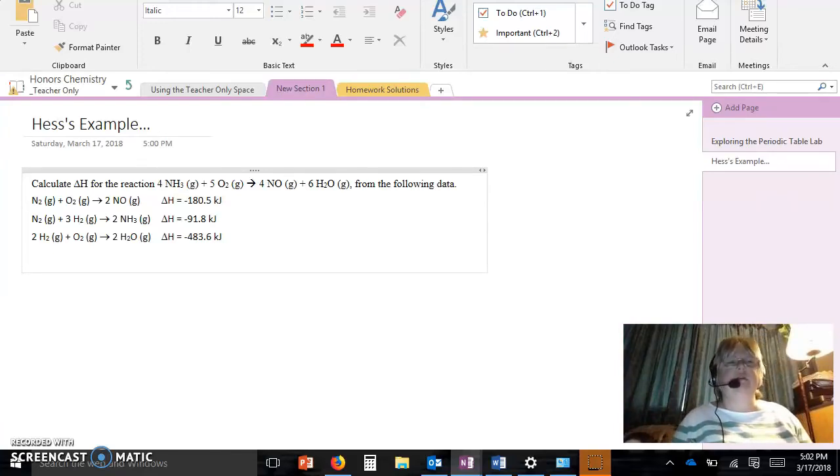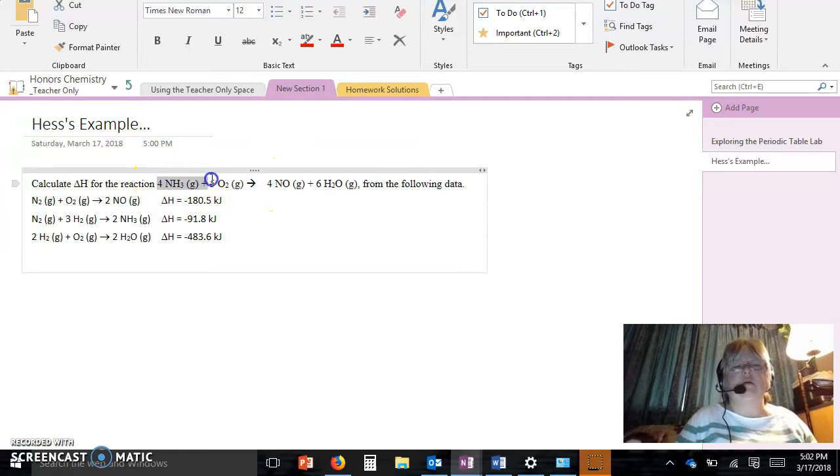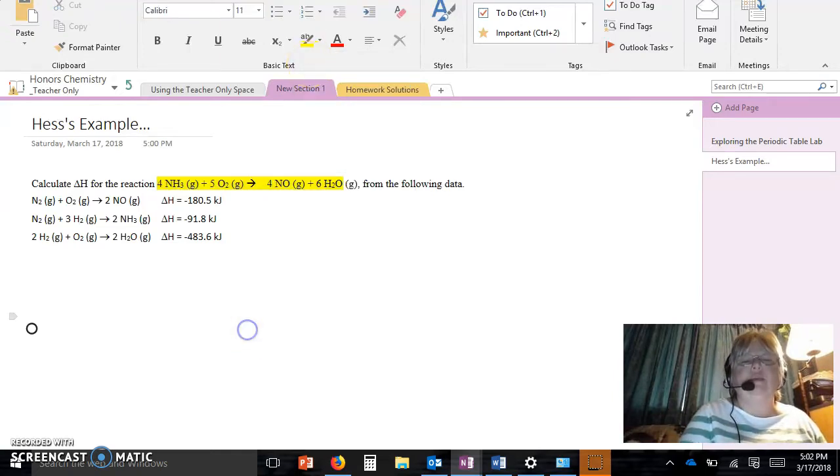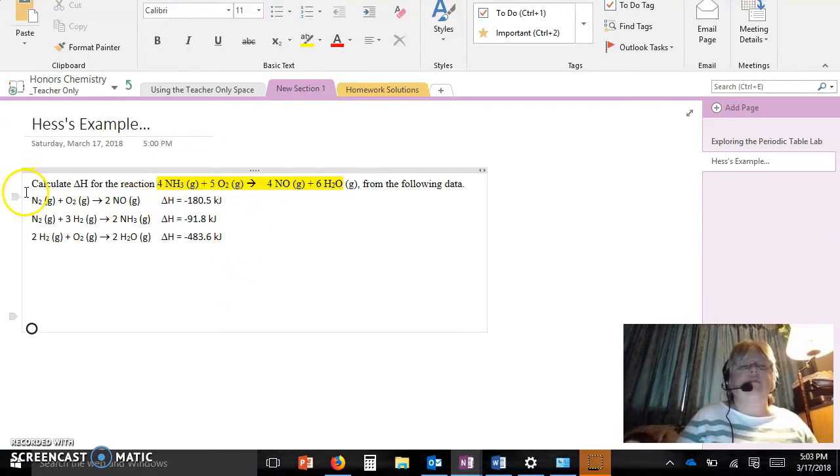Okay, so I want to do a quick demonstration, again, for those of you who need extra help with doing a Hess's Law problem. So we have right here the main reaction that we want to get the heat of enthalpy for. And we are given these known reactions. And what we have to do is come up with a reaction that's going to sum up to the one that I highlighted in yellow.